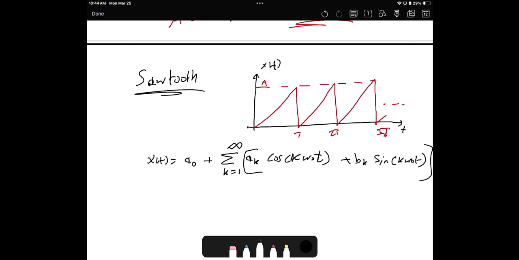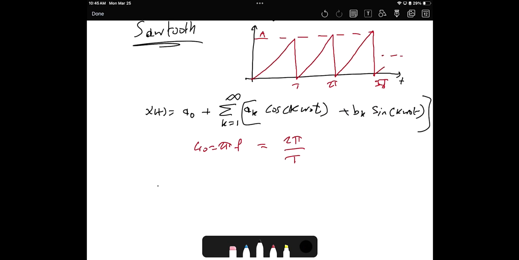So, omega naught equals 2 pi times f. Here, omega naught equals 2 pi times f, or in other words 2 pi over T, because f equals 1 over T. Okay, does this make sense?